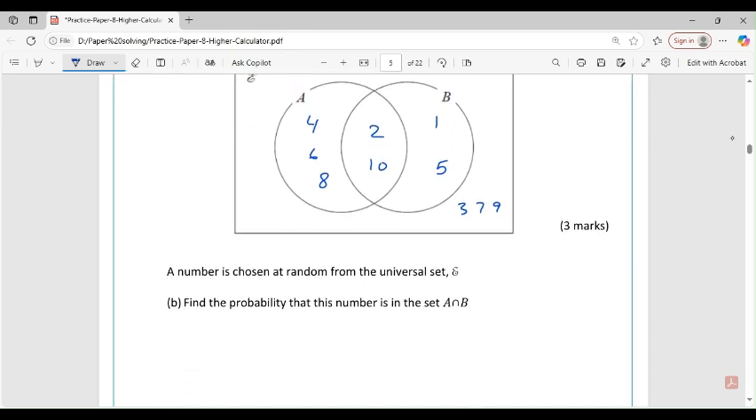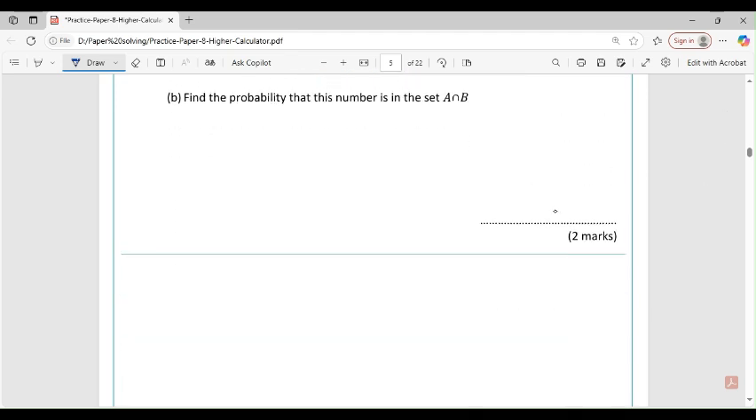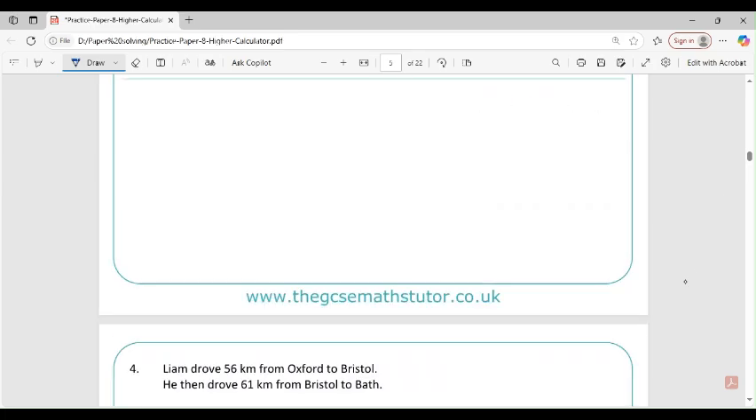Now, they're asking you to find the probability that this number is in A intersection B. In the intersection, you can see over here there are two numbers only. So you will write 2 out of 10, or you may write 1 over 5. Both are the same, to get full marks for this question.